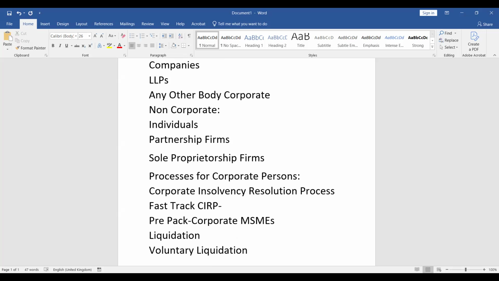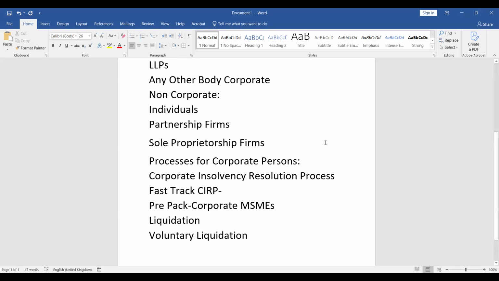Similarly, these are the various processes for corporate persons. Any other process apart from this for corporate persons? CIRP, fast track, pre-pack, liquidation, voluntary liquidation. Any other process, Sudhakar ji, for corporate persons? No, sir. Okay. The other one, sir. So now for non-corporate.